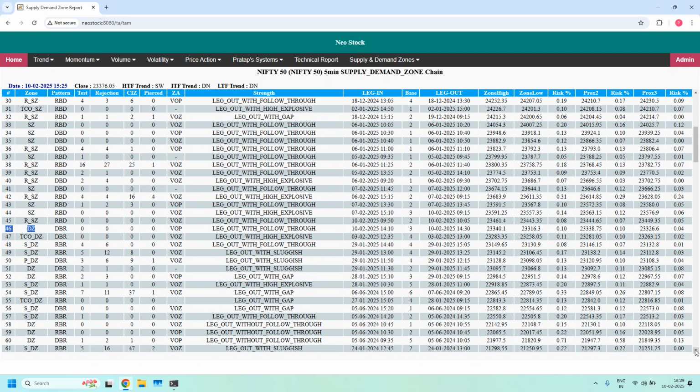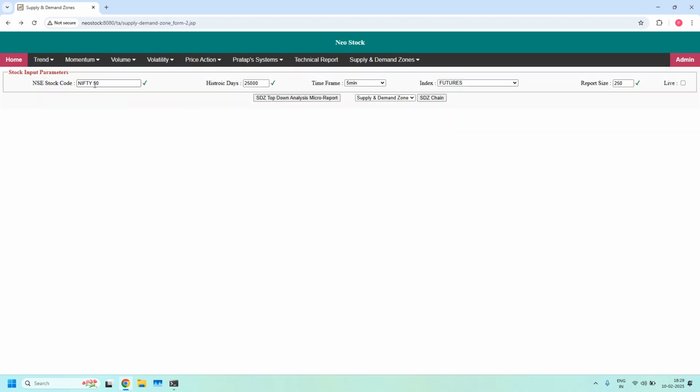Okay, next we will generate Bank Nifty supply demand zone chain. So I am going back. Let me change the name to Nifty Bank. That is nothing but Bank Nifty. Starting from monthly time frame, generating monthly supply demand zone chain for Bank Nifty.